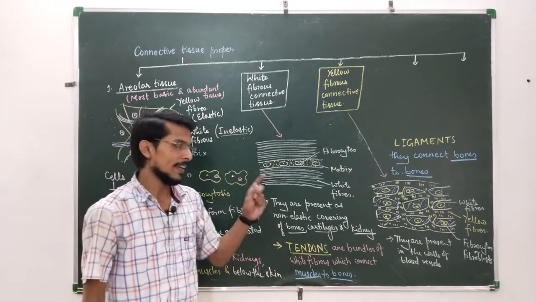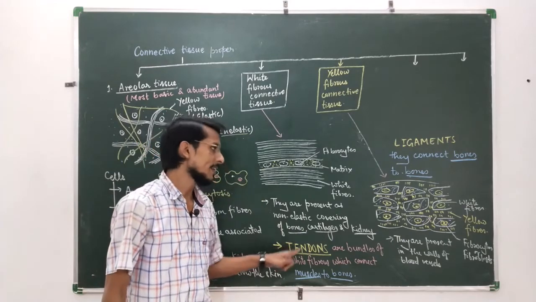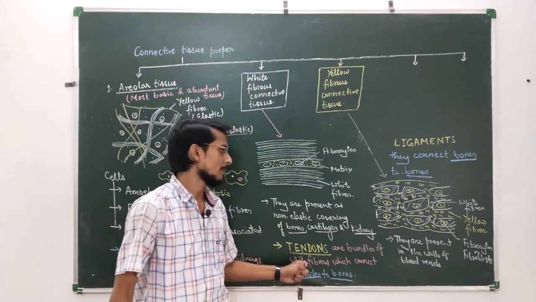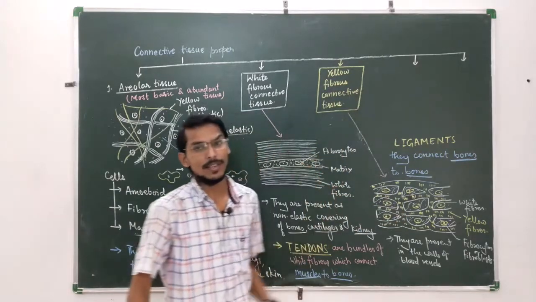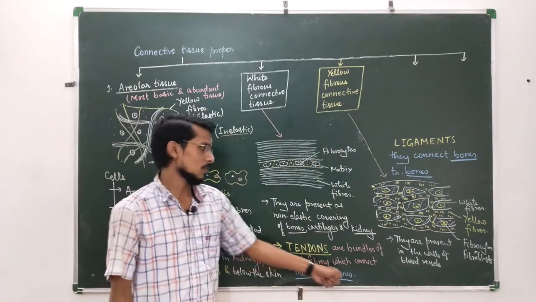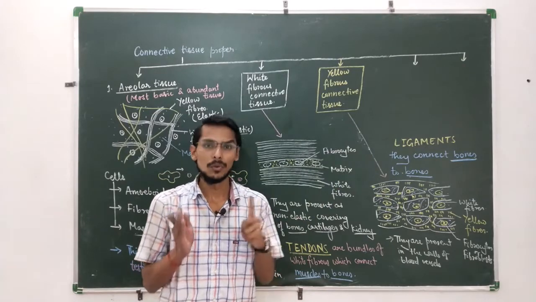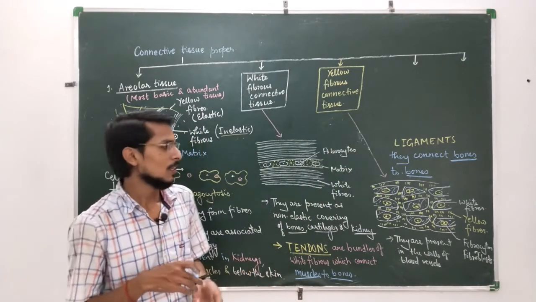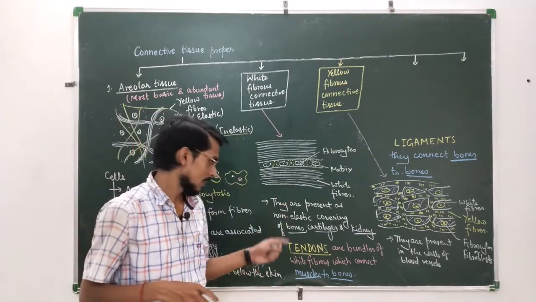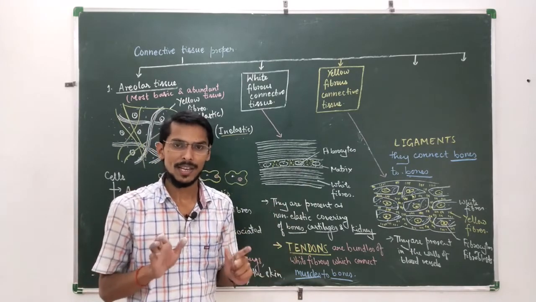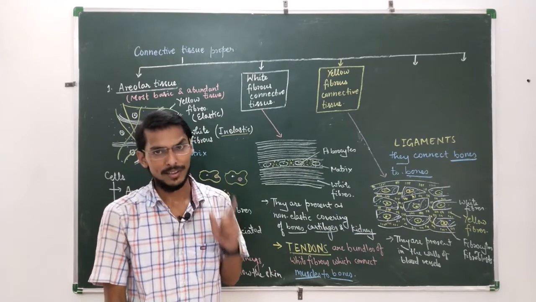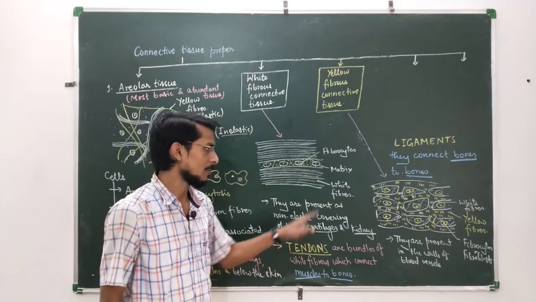So there are clear differences between tendons and ligaments. Tendons are bundles of white fibers. Ligaments are bundles of yellow fibers. Tendons join muscles to bones. Ligaments join bones to bones. Okay, so you must remember this. Tendons and ligaments are very important terms and are generally asked in exams. So I hope you will remember these terms.